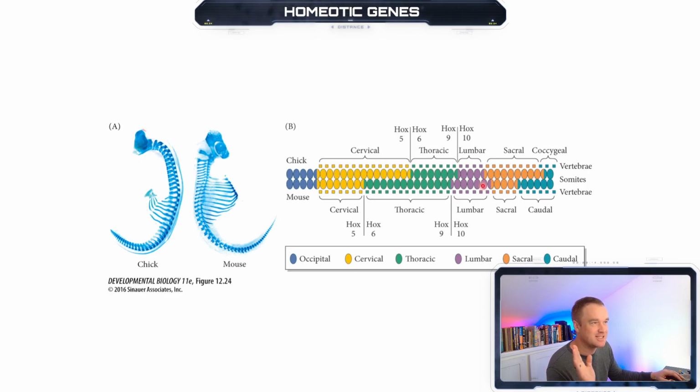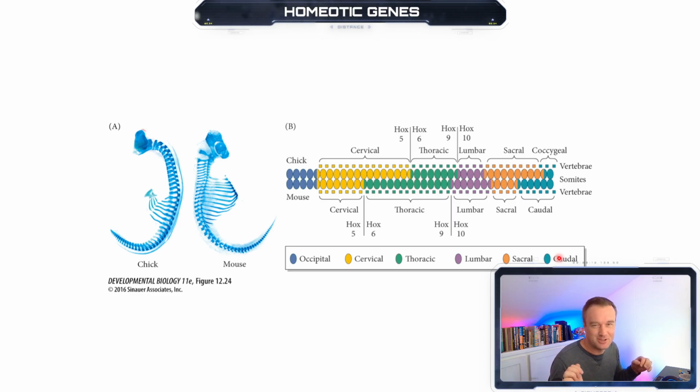Okay, I'm going to take a step back and explain this from the beginning. This is a picture of all the vertebrae in a chick on the top and all the vertebrae in a mouse on the bottom. Some of this is conserved, and the total number of vertebrae is identical in, I think, all vertebrates. I think that stat's right.